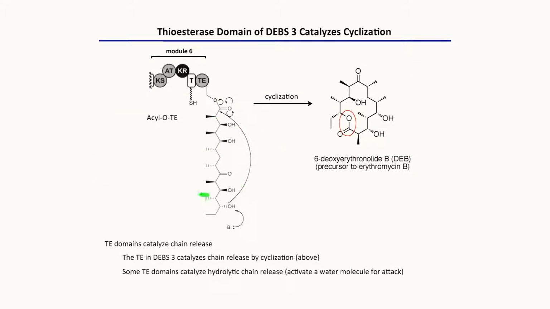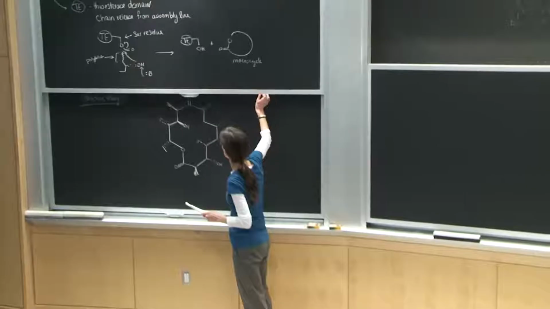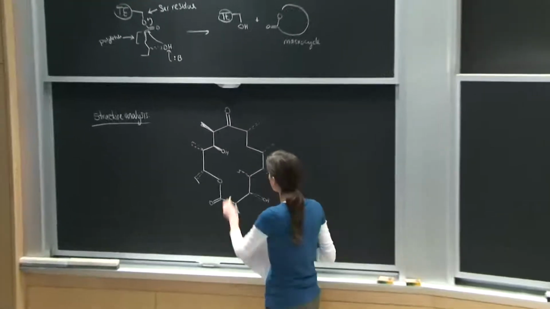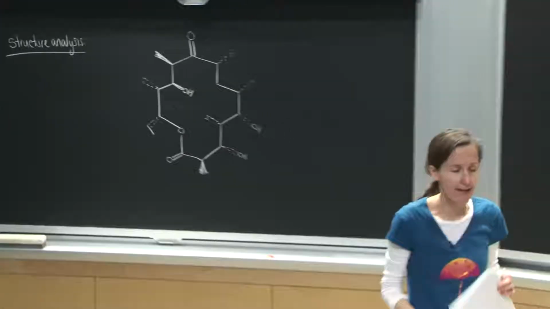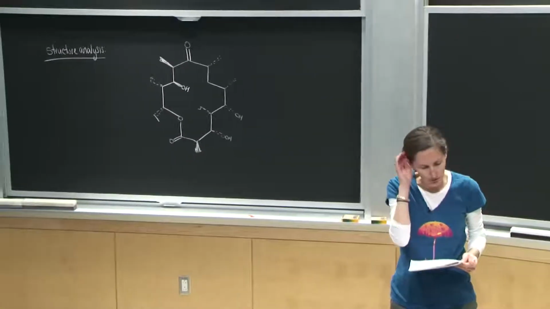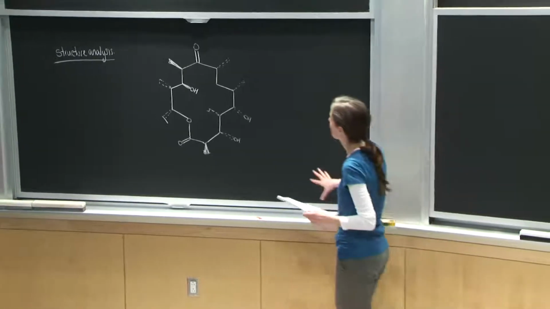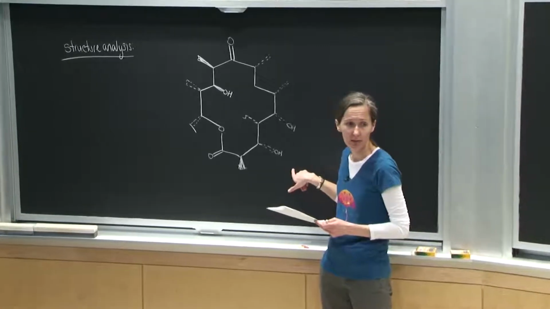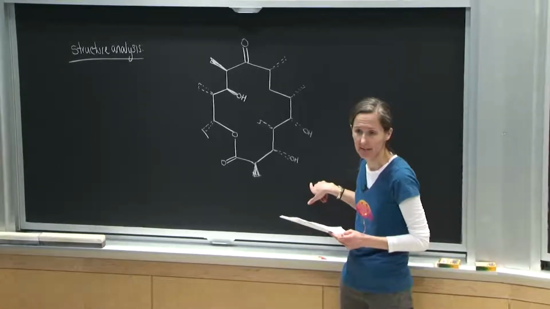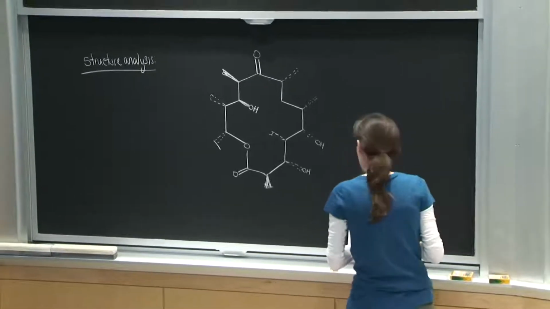So here the entire chain is drawn, right? And we're seeing deprotonation here, and then attack here to give the macrocycle. So here is the product of this DEBS, right? And what we're going to do as a last exercise with the PKS is just look at this structure and work through identifying the monomer units and what optional domains acted on each monomer, right?